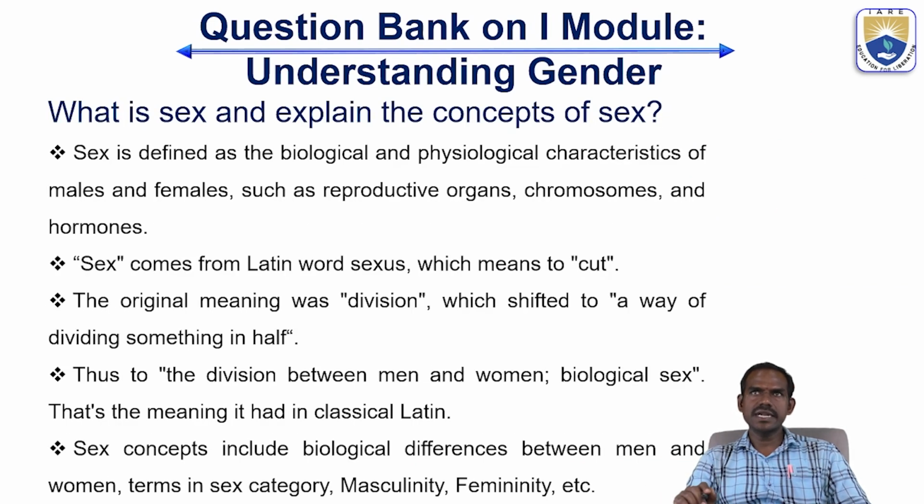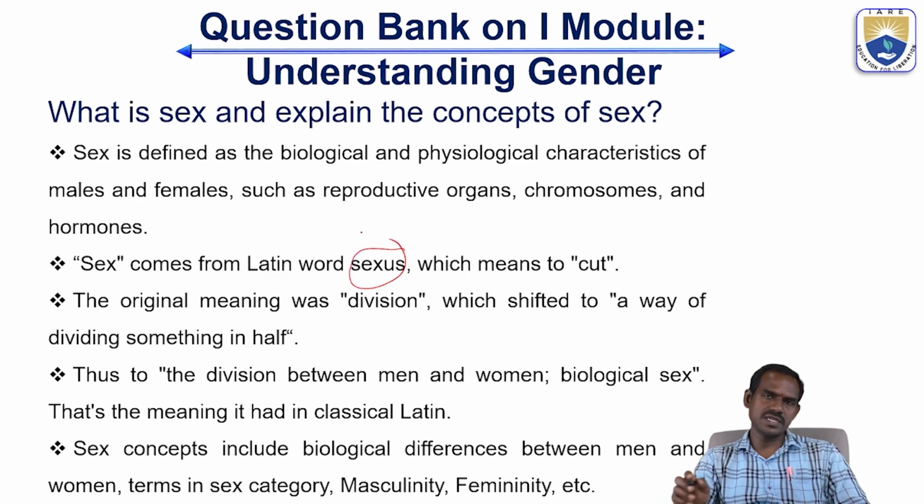What is sex and explain the concepts of sex. Sex is defined as the biological and physiological characteristics of males and females, such as reproductive organs, chromosomes, and hormones. And the word sex came from the Latin word sexus.